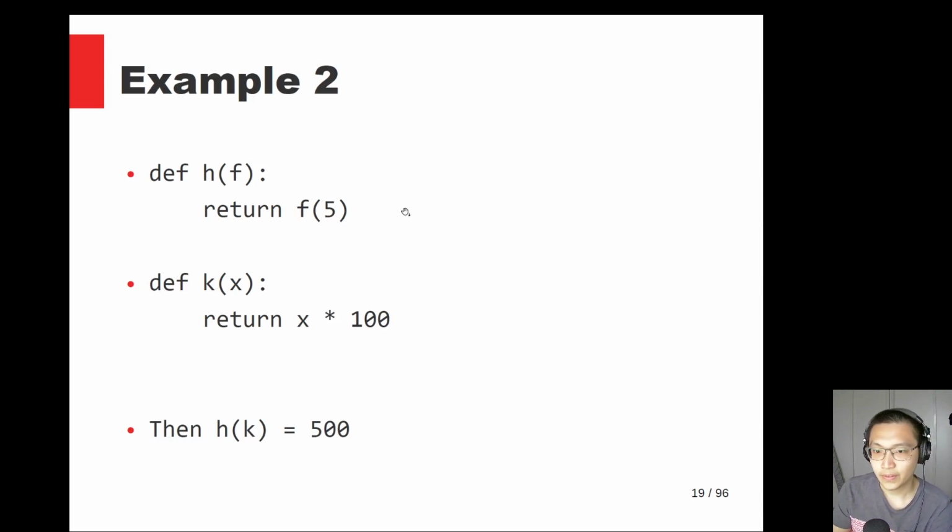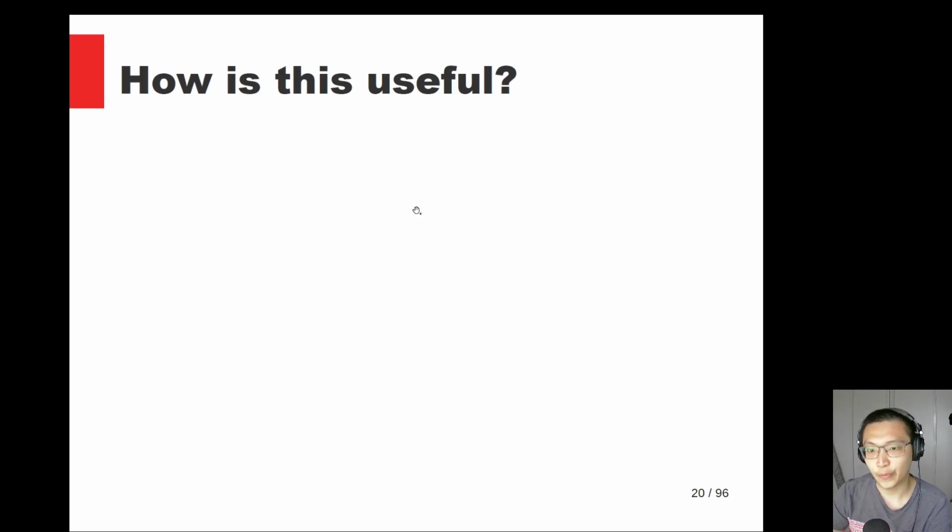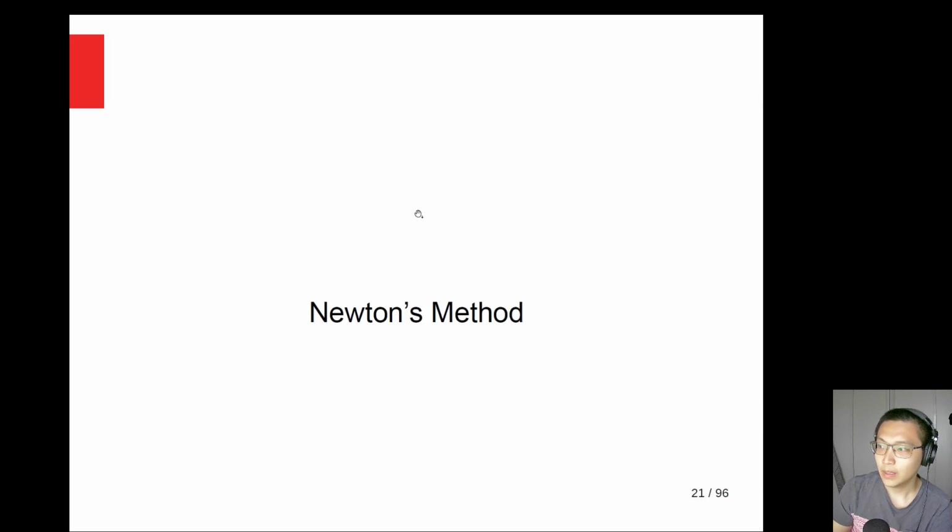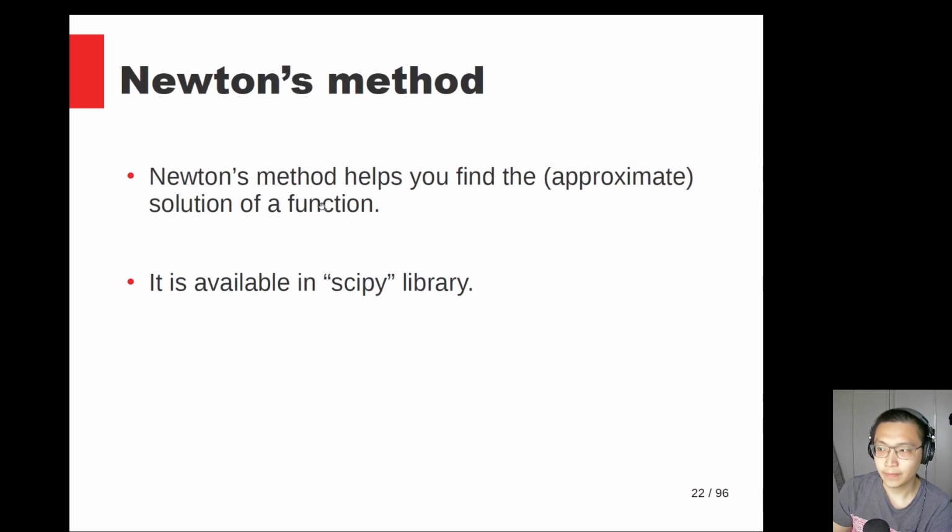So it's all fun and good, but on the other hand, how would this style of programming be useful? To show how it would be useful, I'll demonstrate with two examples. One is Newton's method. Newton's method is a mathematical algorithm that helps you calculate the approximate solution to a function. And in fact, such an algorithm is already available in the SciPy library.